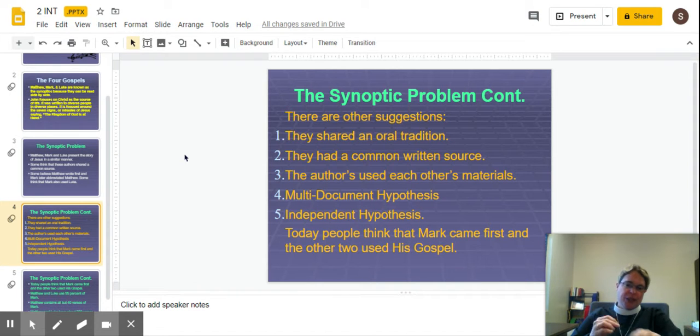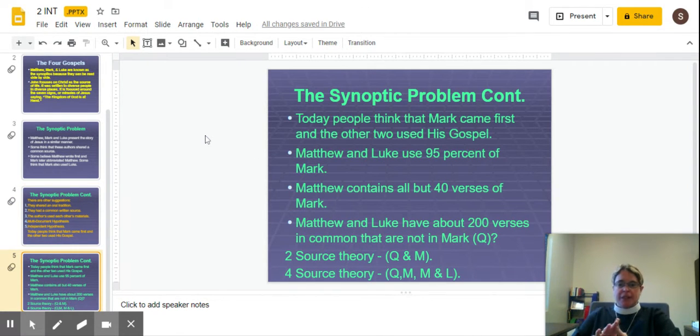Multi-document hypothesis. We're going to get into this a little further, but it goes along with the common written source. It's just that there's more than one document, more than one source, and there's a two-source theory and a four-source theory that we'll talk about. And then the independent hypothesis, which is they just use their own brains, and that's that. Most of the scholars today think that Mark wrote first, and that Matthew and Luke expanded on his story. That's what most people will go with today.